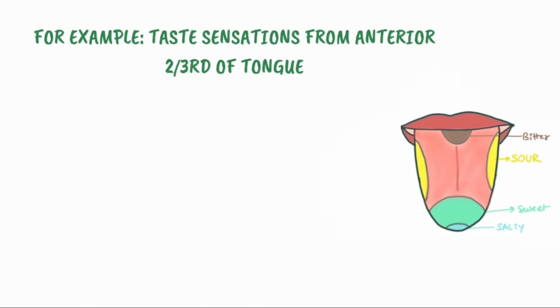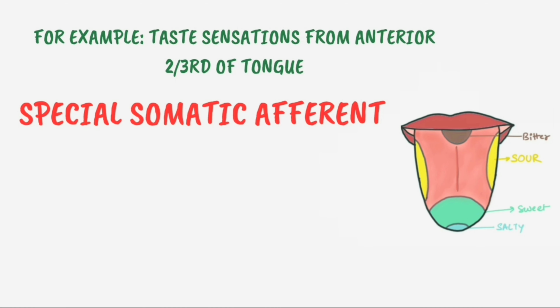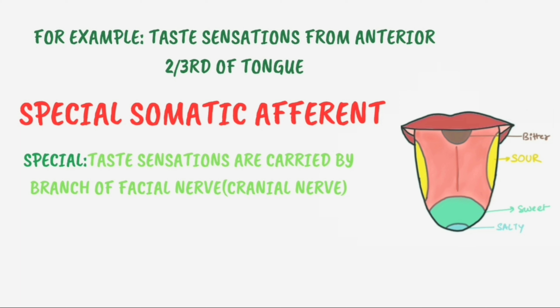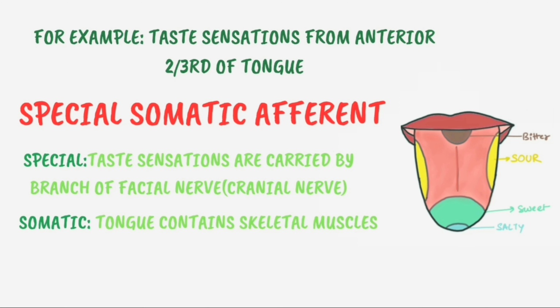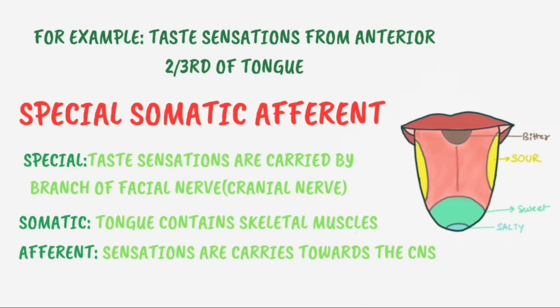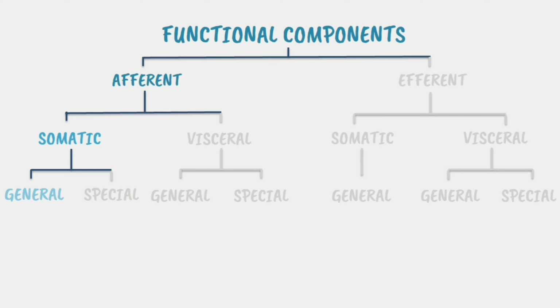To make it easy for you to understand the functions of these 7 functional components, here's an example. Functional component responsible for carrying taste sensations from anterior 2/3 of the tongue to the brain will be special somatic afferent. Special as it is carried by cranial nerve, somatic as tongue is made up of skeletal muscles, and afferent as sensations are carried towards the CNS. Now coming back to the flowchart.